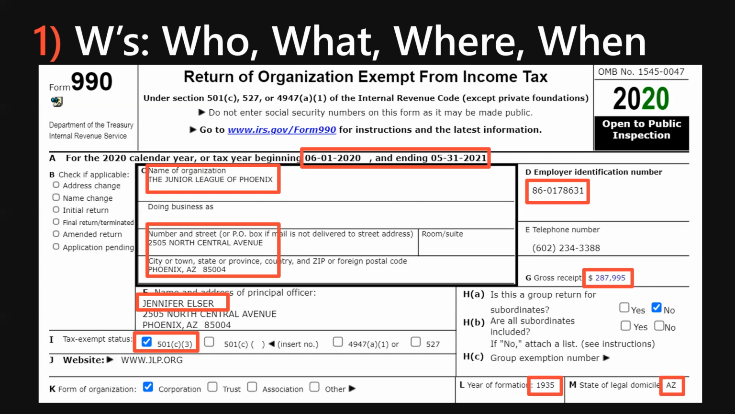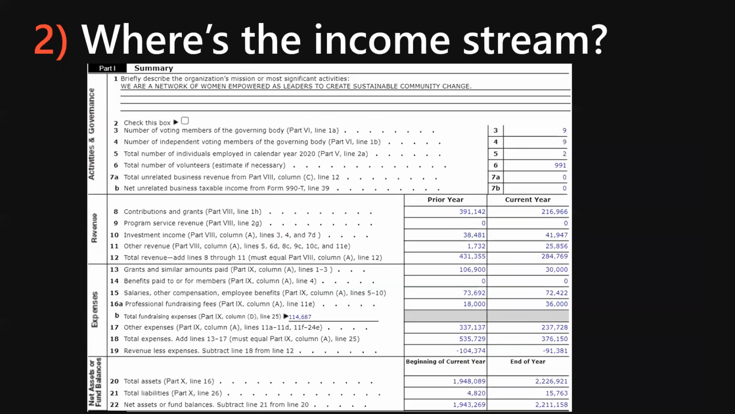I think in general, this is a tax form. This should be pretty buttoned up and really dry, right? So if you see red flags, it's probably a red flag. Moving on, we're still on the very first page. After you've identified your who, what, where, and when, you're going to go down to the second half of that first page. And you're trying to figure out, where are they making money? Where's the income stream?